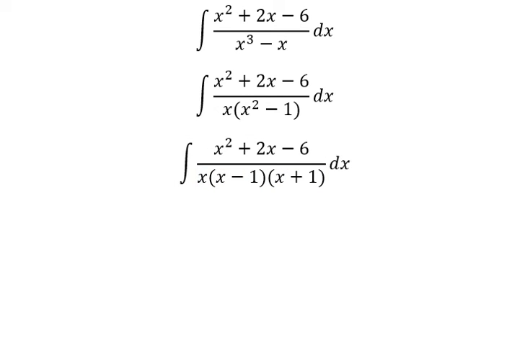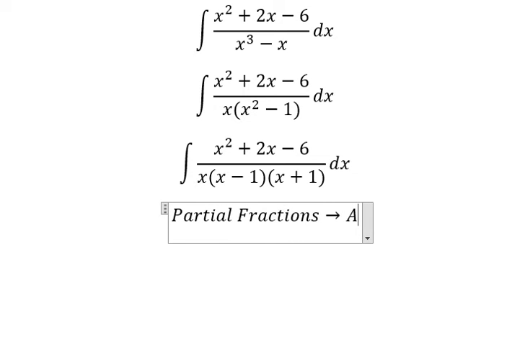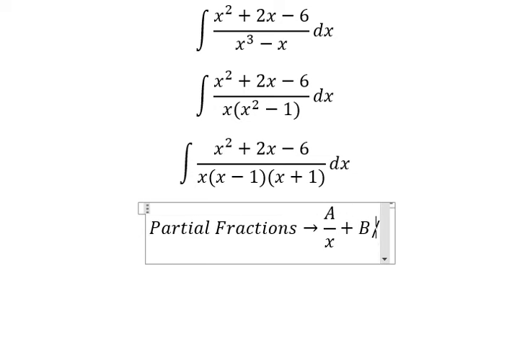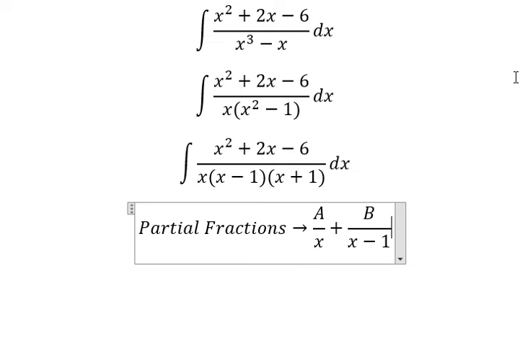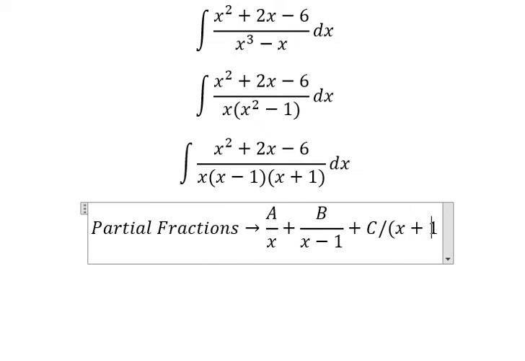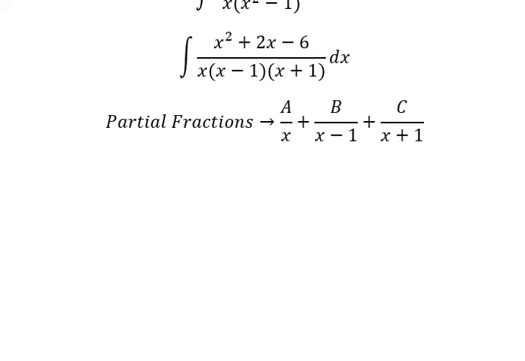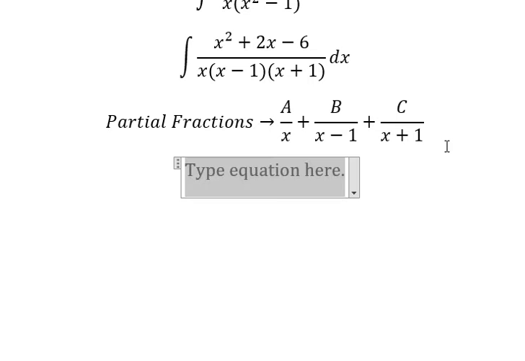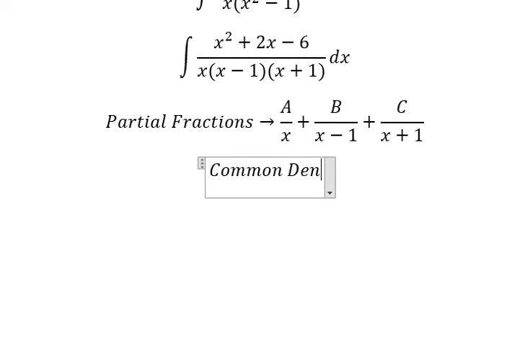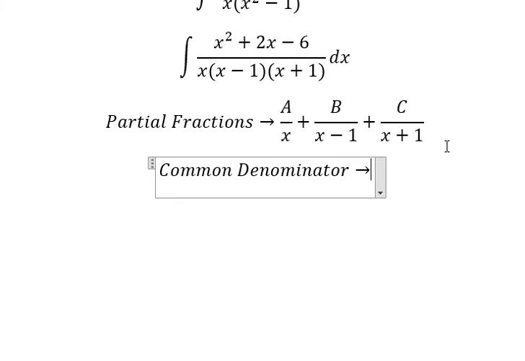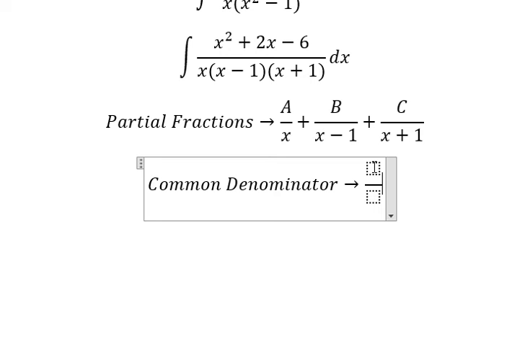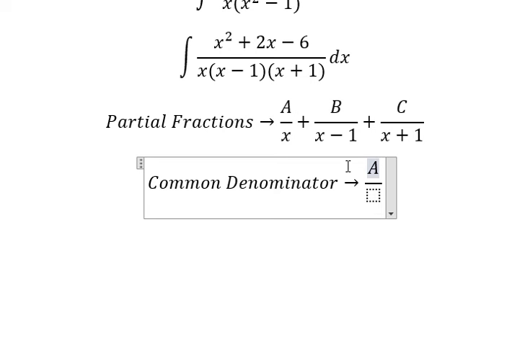Next, we need to do partial fractions. So capital A over S, and capital B over S minus 1, and capital C over S plus 1. Next, we do common denominator. So capital A we multiply by S minus 1, S plus 1.